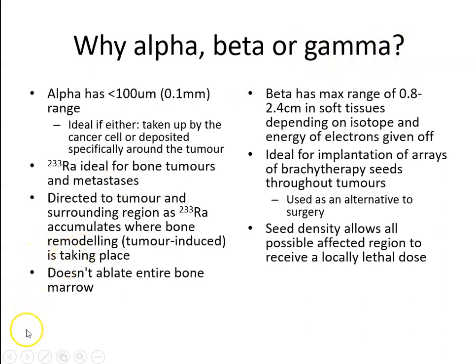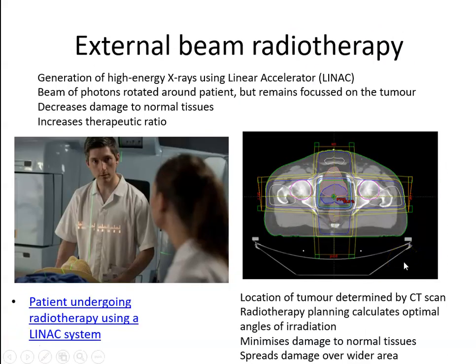gamma is very, very highly penetrating. So most people will be aware of external beam radiation, where we use a linear accelerator, which is an X-ray generating machine.